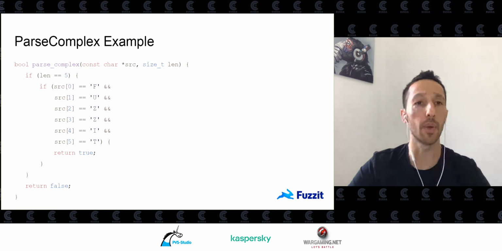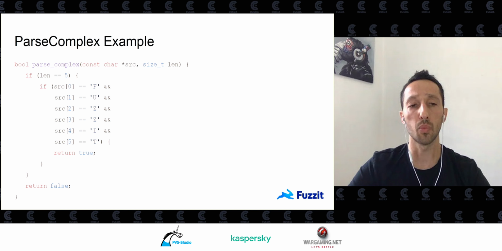So let's say we have a parse complex function here that gets an input, and what the function actually wants to do is to test the byte, the character array, and if it gets the characters fuzzed, it wants to return true, otherwise return false. The problem is that there is a bug here. There is a classic off by one error that probably everyone made in their development in their lifetime, and probably will make more. If it gets the word fuzzed, it will crash because it will access an out of bound array.